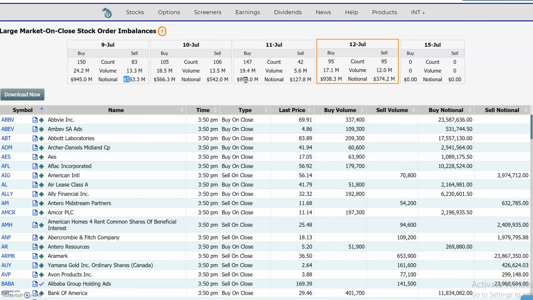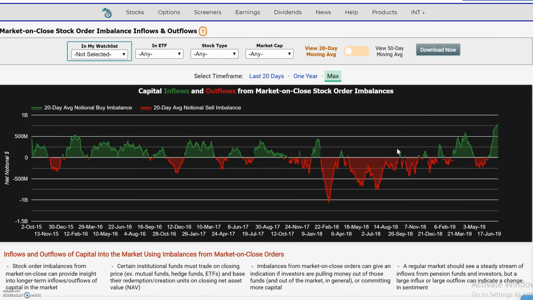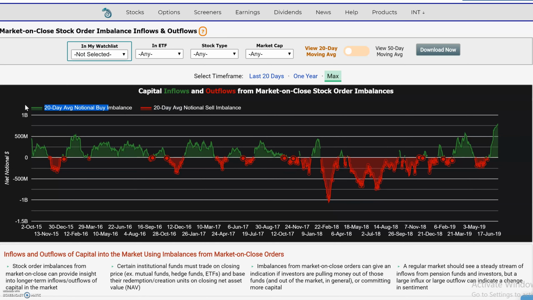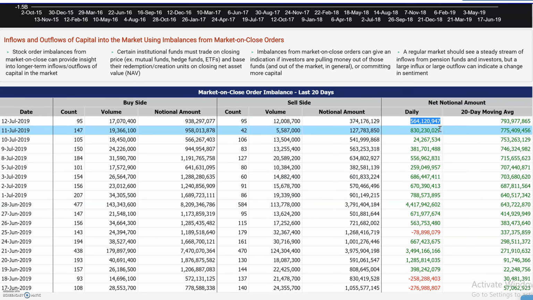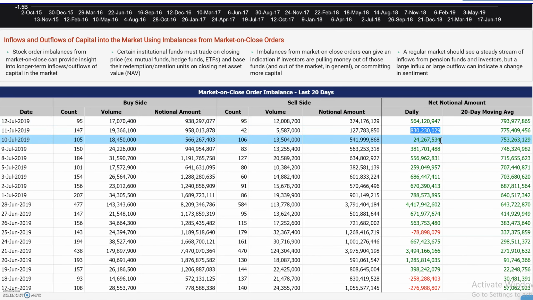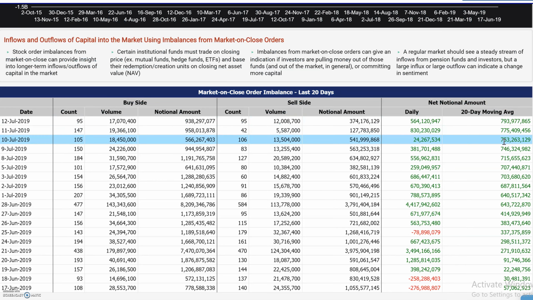Now, let's say you wanted to paint yourself a picture. How's it been going? How's the flow been lately? Go over here in the order imbalance screen, and this gives you a visual. In the green is much more buy order imbalances. In the red, it's sell, and this is a 20-day moving average. So you could get a picture of how the money has been flowing into the entire market. You could see here the daily amount, the net daily inflow or outflow. This is the 20-day moving average of the net inflow and outflow.